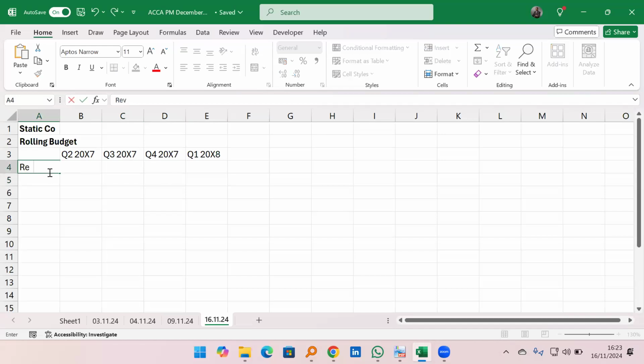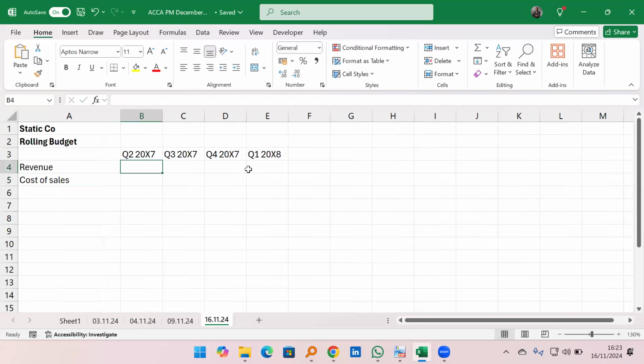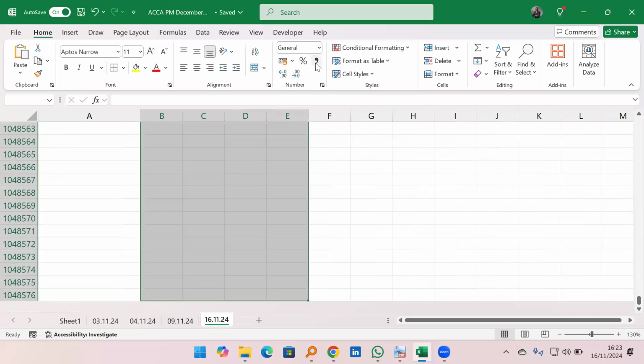So what do we need to do? We need to have revenue, then cost of sales, and after that, I can first set up the budget.